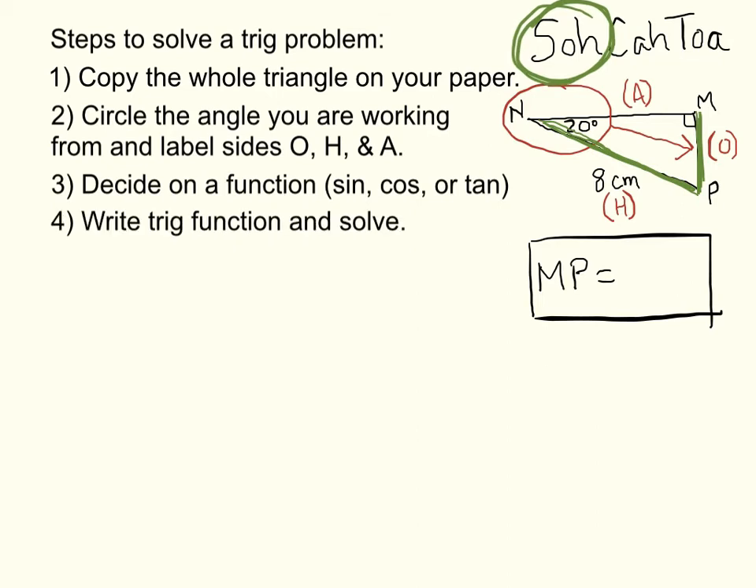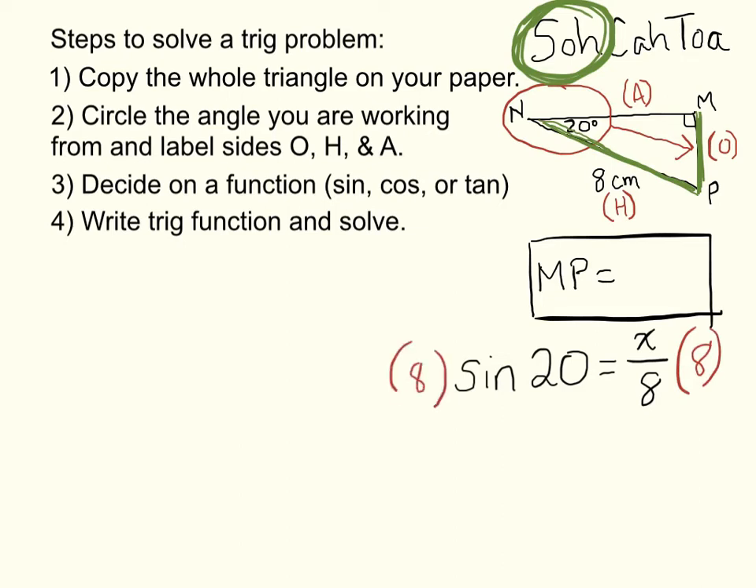And my fourth step is just to simply write the trig function and solve. So I am using SOH, like I said before. So I'm going to go sine of my angle, 20 degrees, equals the opposite, which I don't know and am trying to find, over the hypotenuse, which is 8. And so now I just need to solve for x. As you can see, if this was a regular algebra problem, I would simply multiply by 8 on both sides. So those cancel. And so what I'm left with is that x is going to equal 8 times sine of 20.